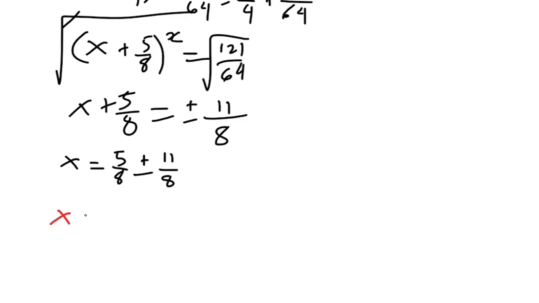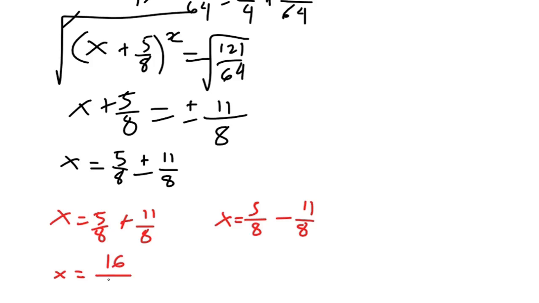So x is equal to 5 over 8 plus 11 over 8, or x is equal to 5 over 8 minus 11 over 8. 5 over 8 plus 11 over 8. So 5 plus 11 is 16 over 8, or 16 divided by 8, that is 2. And then 5 minus 11, that is negative 6 over 8. The lowest term natin, sagot, i-divide by 2, so that is negative 3/4. So you have x is equal to 2 and x is equal to negative 3/4.